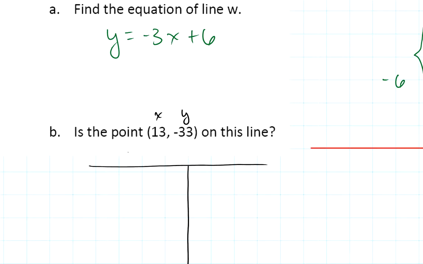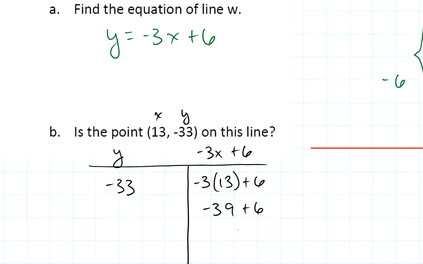So I'm going to write it this way. On one side, I'm going to have just plain old y, which is the number negative 33. Nothing to do over there. On the other side, I'm going to write negative 3x plus 6. X is 13, so I've got negative 3 times 13, and I'm going to add the number 6 to that. Negative 3 times 13 is negative 39. And when I add 6 to negative 39, I do get negative 33.